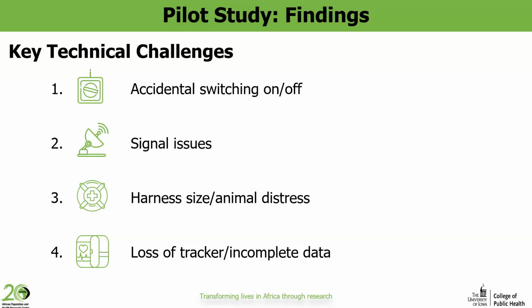Yeah, so these are some of the key challenges that we experienced in the field. That is accidental switching on and off of the devices by either the caregivers, the siblings of the infants, or the infants, and also the enumerators. There's also signal issues, especially in the indoor setting, animal distress because of the size of the harness, and also we lost 1 tracker. That means we had incomplete data for 1 household.